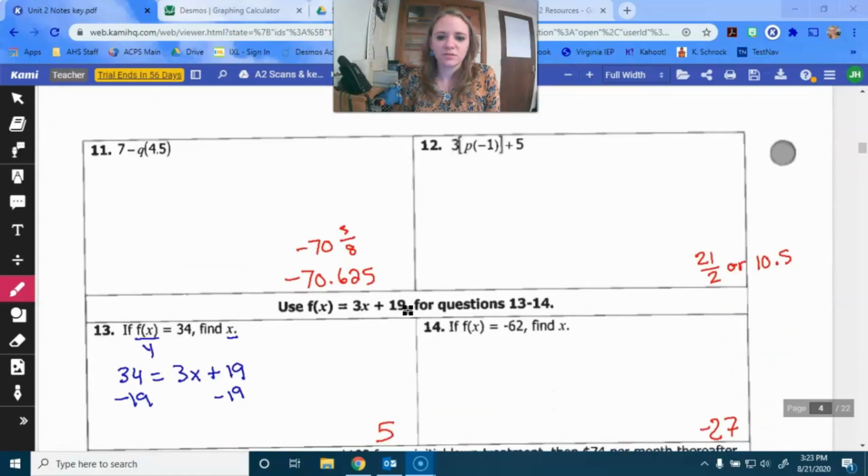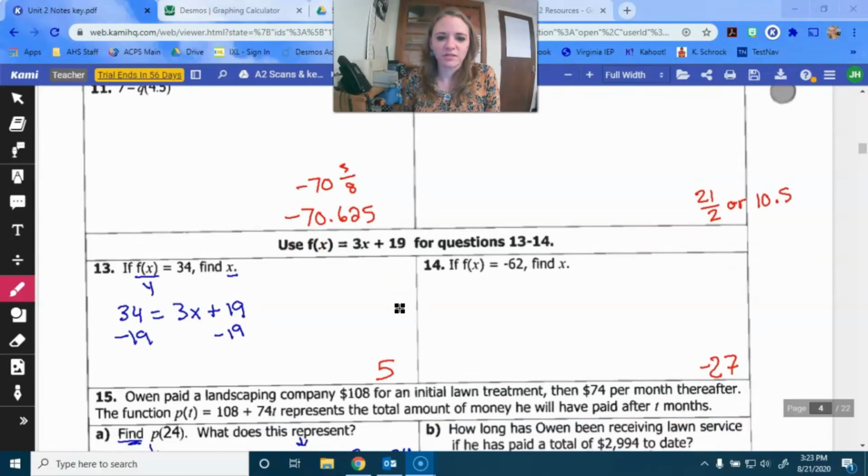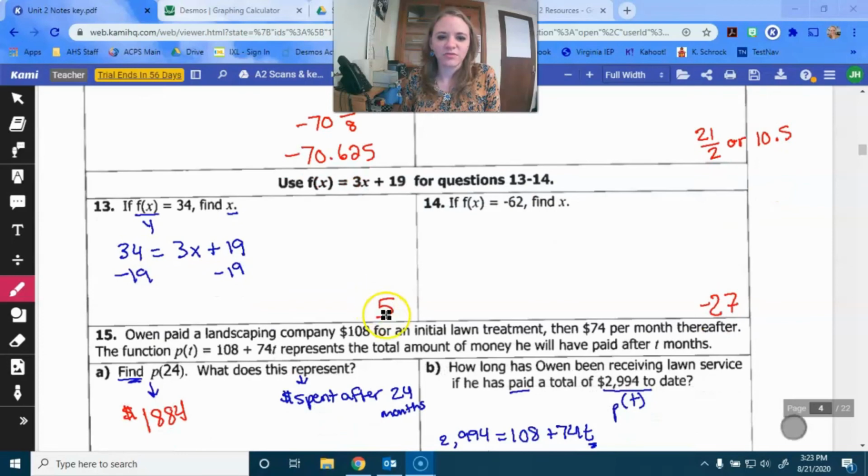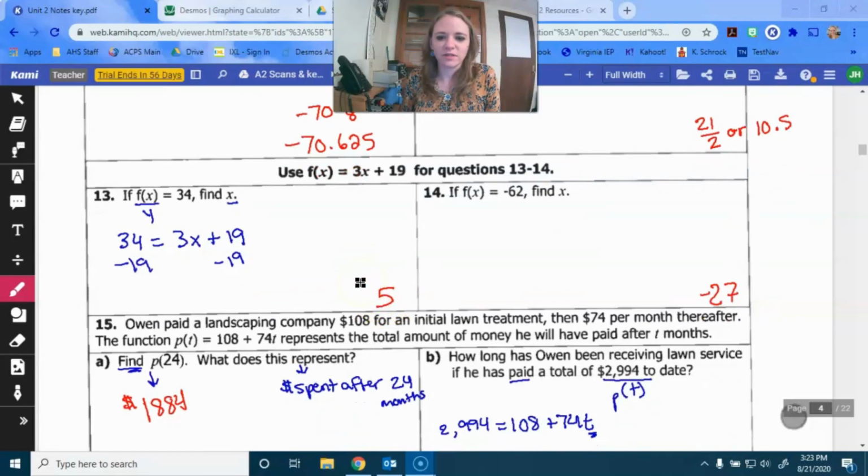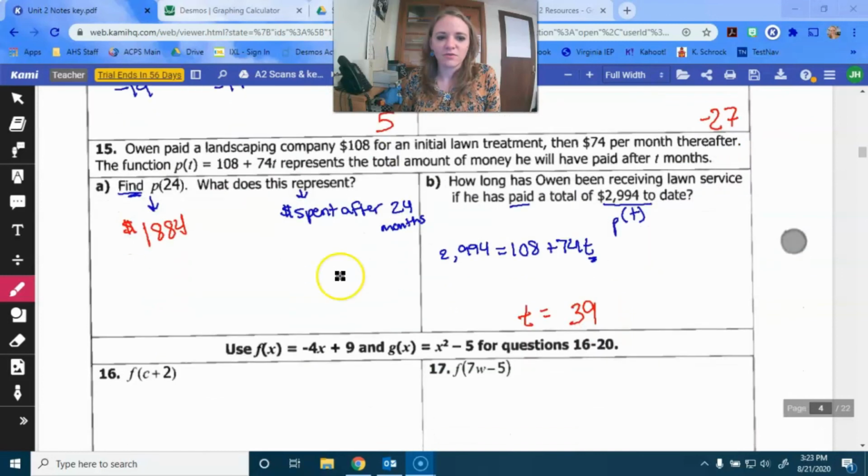Number 11 and 12. Again, you can pause the video as you need to, if I'm scrolling a little bit too fast. 13 is 5. 14 is negative 27. 15A came out to be $1,884 for 2 years. That's how much money you would pay in landscaping. You could do that stuff yourself, by the way, and save about more than half of that money. Definitely more on landscaping. And then B came out to be 39.